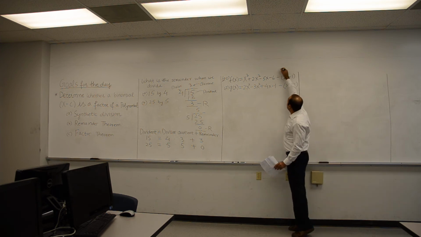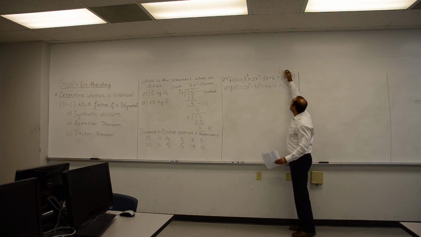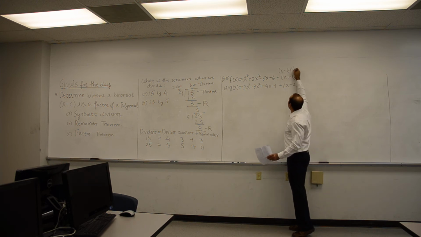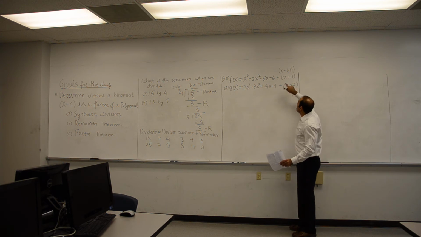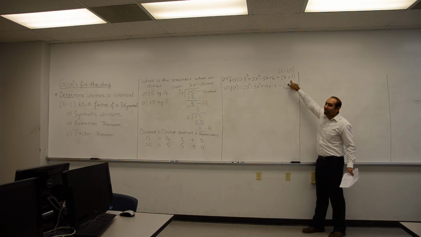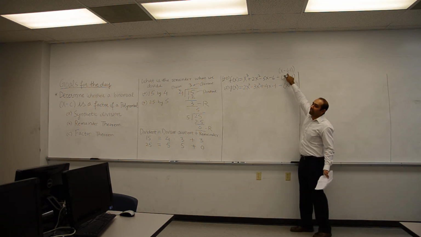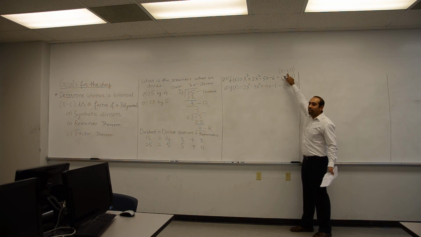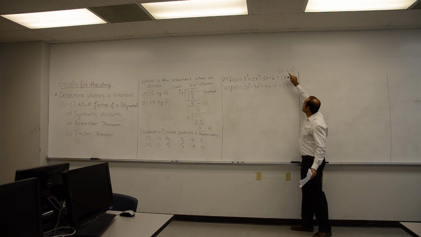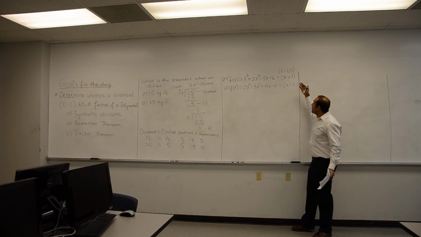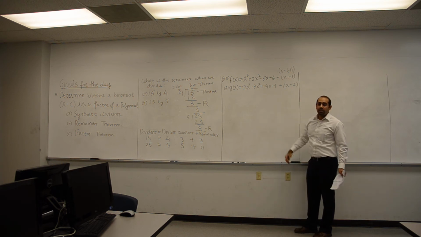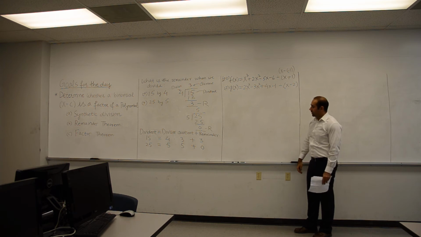The standard form in this case would be x, and this plus can be written as minus times negative 1. Negative times negative is positive, so we still have the same binomial, but now it is in standard form, and we can easily identify our c for each. We are all set to set up our synthetic division.